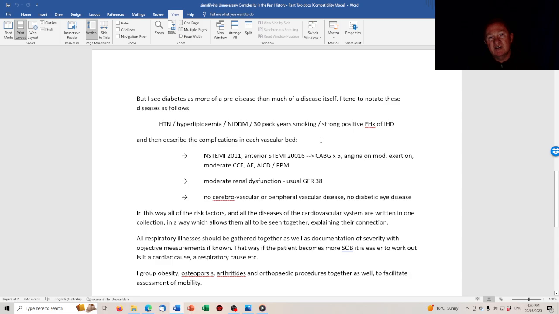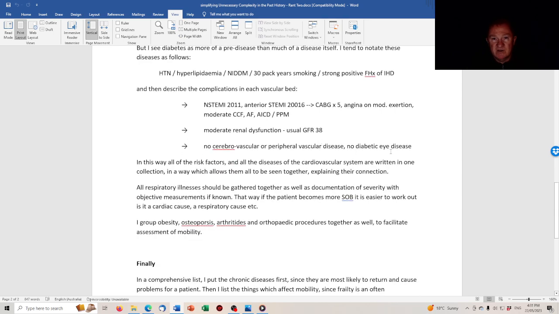I then describe the complications in each vascular bed, so the cardiovascular diseases. Somebody can have really severe arterial disease, coronary artery disease, but if they don't have any heart failure, then they'll be going okay. It's the heart failure that kills people. Whether they need an AICD, a defibrillator, whether they've got a pacemaker, what their renal function is like, what their cerebral function and their peripheral vasculature are like.